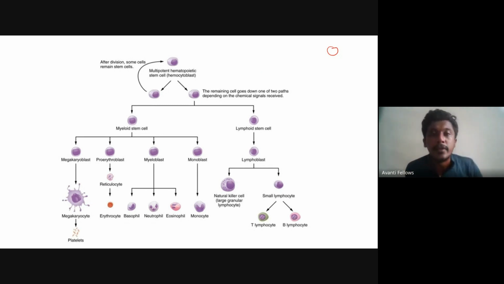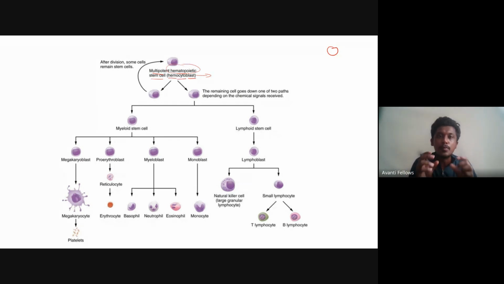So formed elements, all of them start with a single cell, which we call multipotent hematopoietic stem cells. What is hematopoiesis? Hematopoiesis or hemopoiesis is the process of formation of blood cells. Since we are talking about hematopoietic cells, different blood cells are formed. So that is the meaning of that cell. The first cell is called multipotent hematopoietic stem cells, and these are also called hemocytoblast. I think you can read this, hemocytoblast. So this is the mother cell.